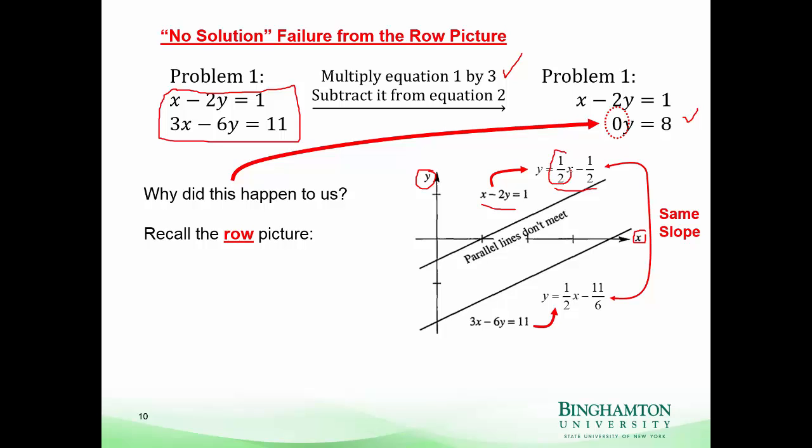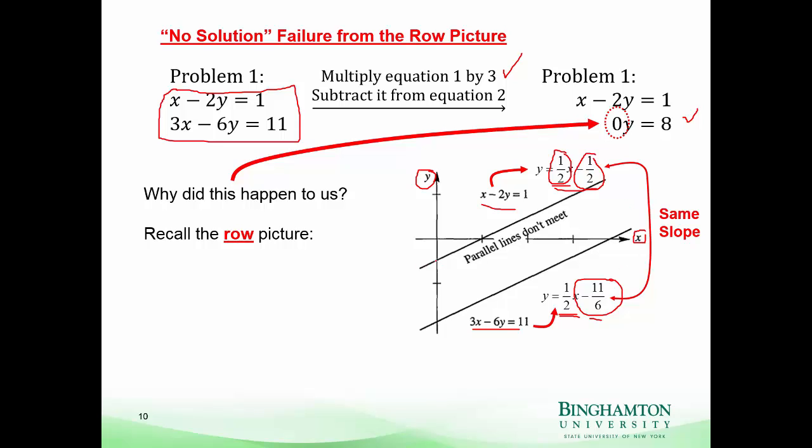And we see that we have a slope of 1/2. Same thing, we take our equation 3x minus 6y is equal to 11. We solve that for y, and we get 1/2 x minus 11/6. And you can see that they both have the same slope, right? This one's got a slope of 1/2. This one has a slope of 1/2. And when lines have the same slope, we know that they are parallel. Now, they are not the same line because they have different intercepts.